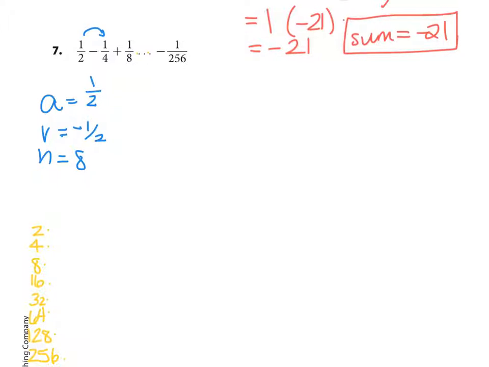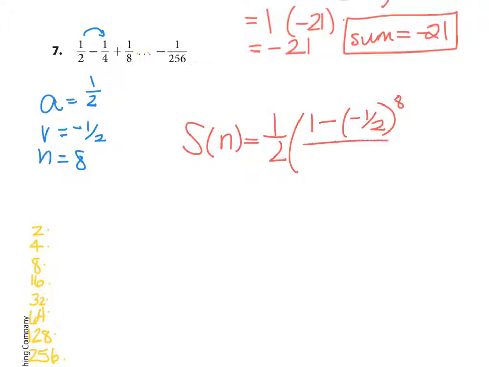All right, now we want to set up our formula. So S of n equals our starting value, 1/2. And we've got our big parenthesis, 1 minus -1/2 to the n power, which is 8, over 1 minus -1/2.